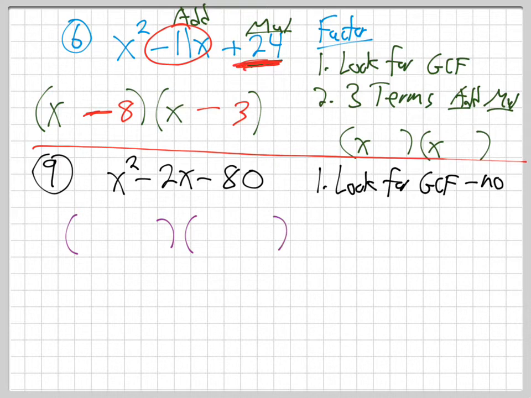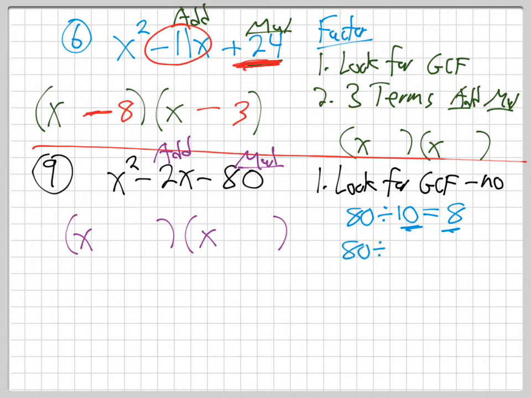So 2 parentheses, x is in the front. We're looking for 2 numbers that multiply to be 80, add to be minus 2. Does that make sense? So if you're looking at that 80, take your calculator. I would divide by 10. Any number that ends in a 0, I think about it's something times 10. So then you get 8, and you go, 8 and 10.